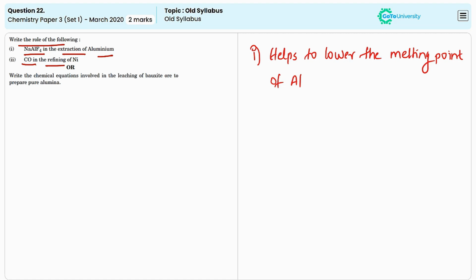In the refining of nickel, carbon monoxide plays an important role in the Mond process, which is used to purify nickel. Here carbon monoxide is used because in this process the nickel ore is first roasted to produce nickel oxide, which is then treated with carbon monoxide at elevated temperature. This reaction is forming the nickel tetracarbonyl, Ni(CO)4.